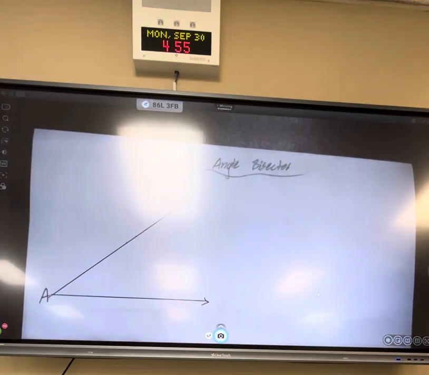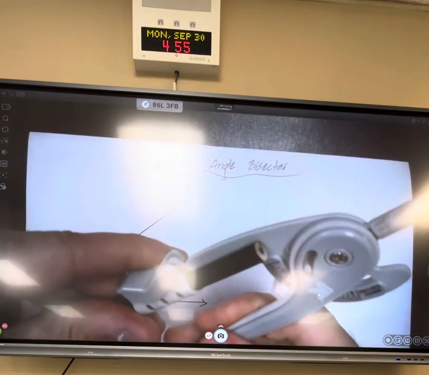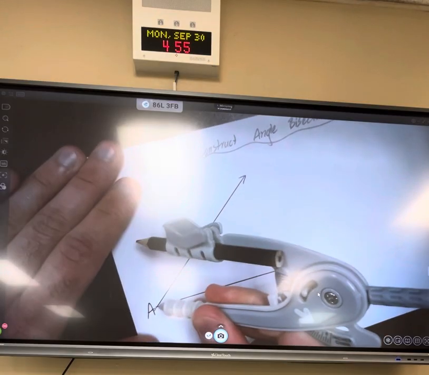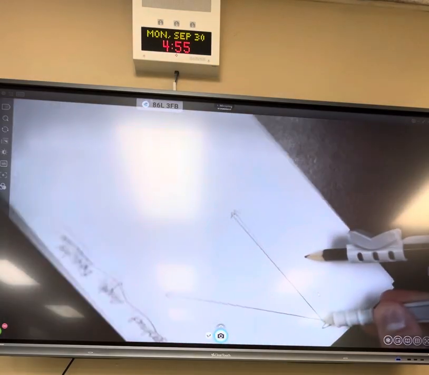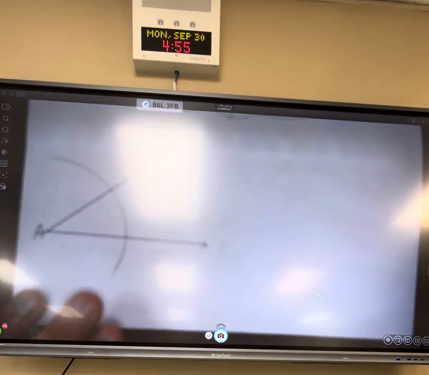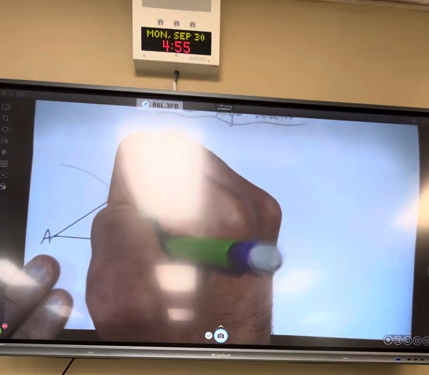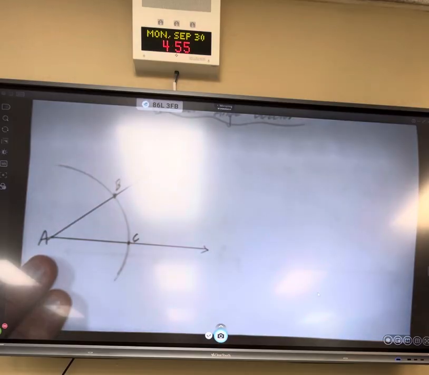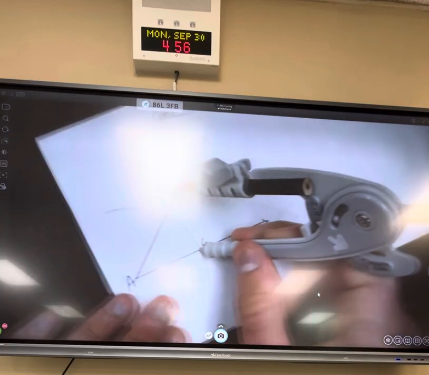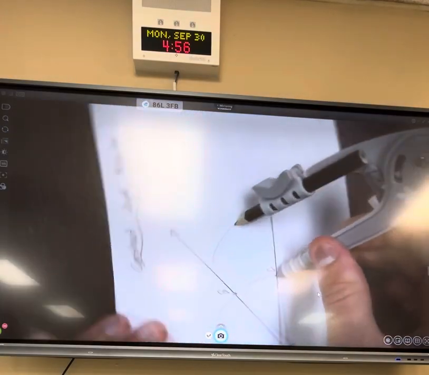So step one, put the compass point on vertex A and draw an arc that intersects the sides of A. They didn't specify, so I don't care how long. So put it on A, I'm gonna do that. Okay. So now I'm gonna label the points of intersection, B and C. So now, put the compass point on vertex C and draw an arc.